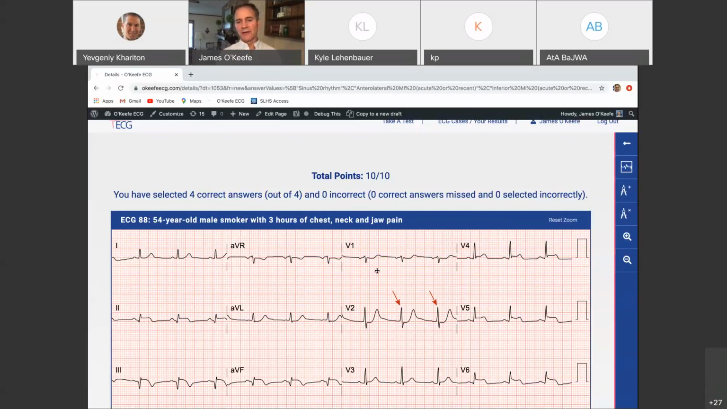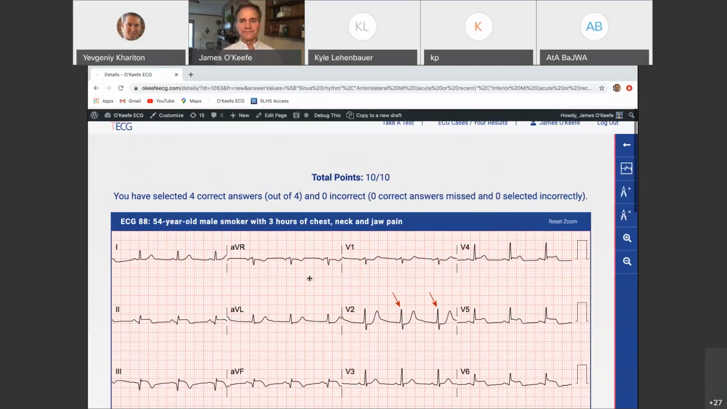Posterior is when you have a prominent R wave greater than S wave in V1 or V2, particularly in the setting of inferior infarction, whether it's old or new. When you see Q waves or ST segment elevation in the inferior leads and these prominent R waves in V1, V2, then you call the posterior infarction.